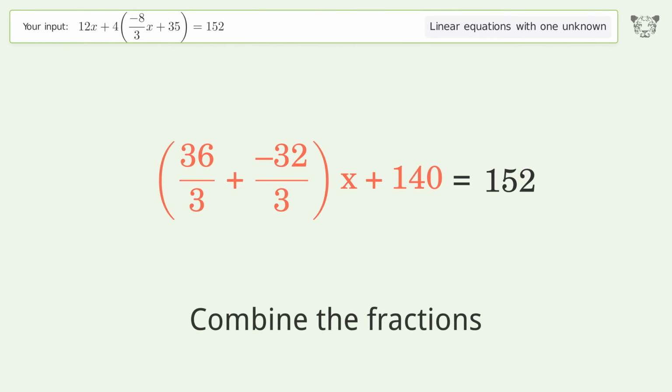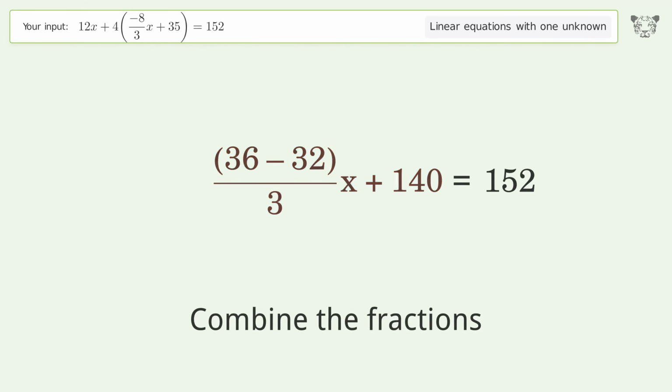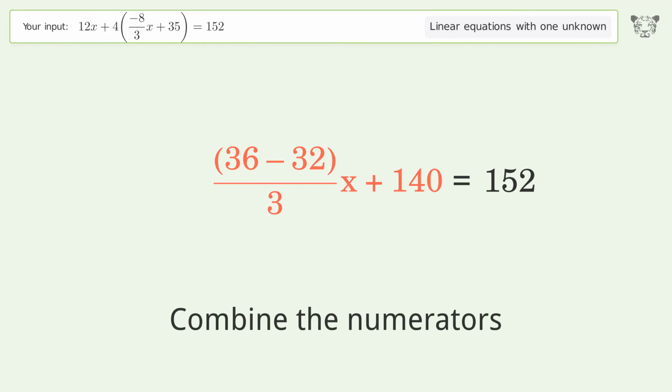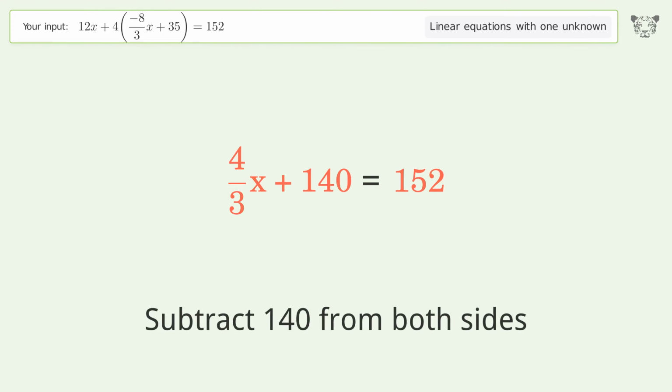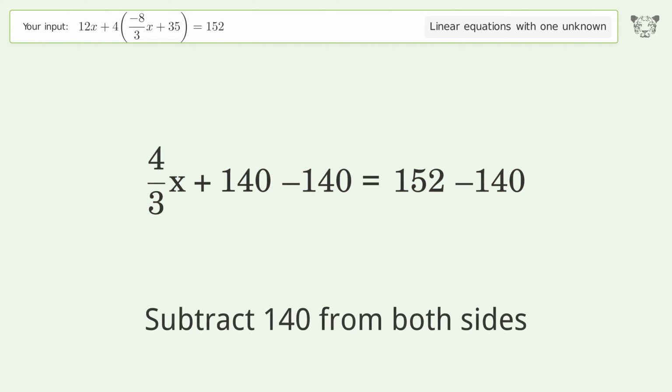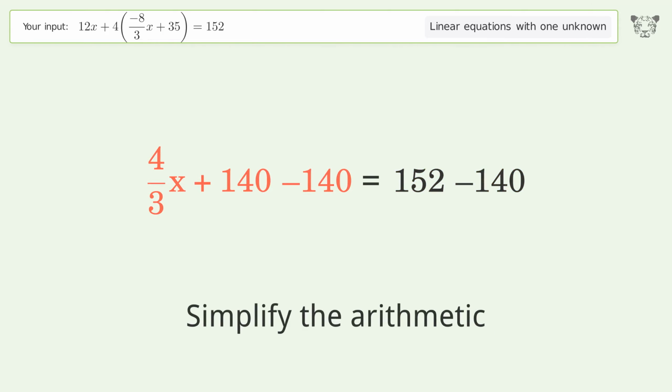Combine the fractions. Combine the numerators. Group all constants on the right side of the equation. Subtract 140 from both sides. Simplify the arithmetic.